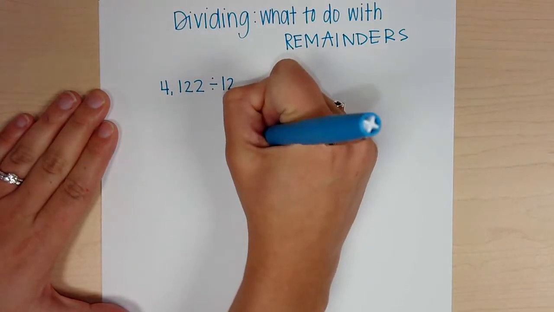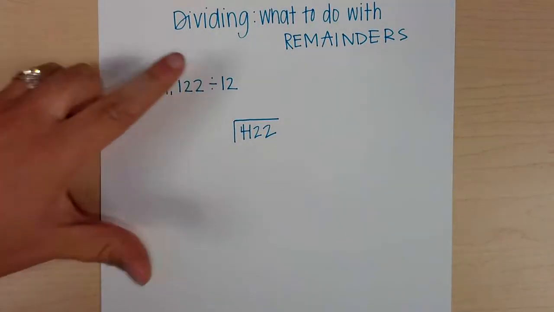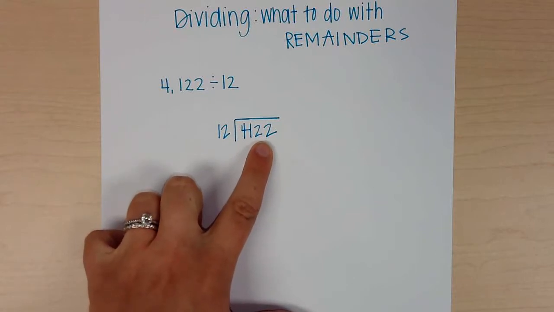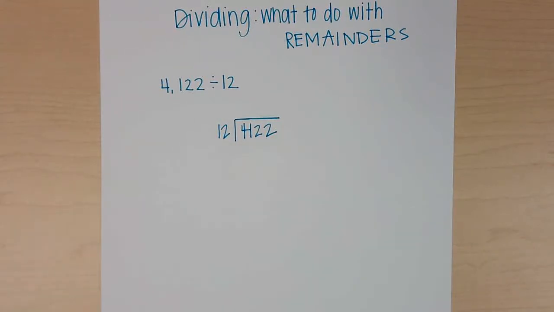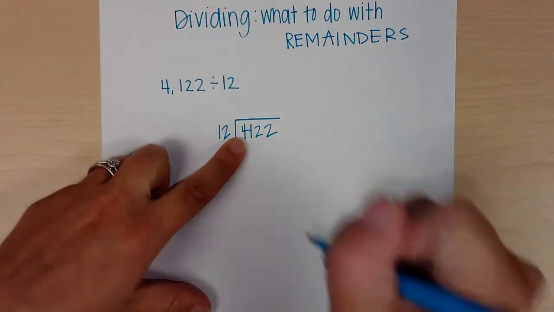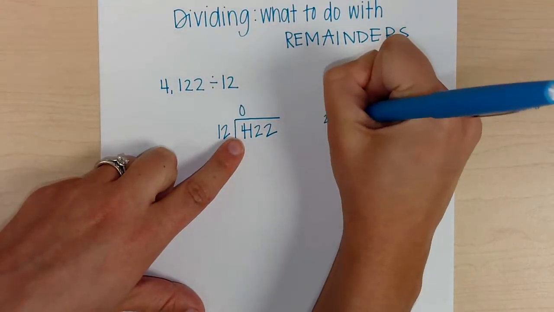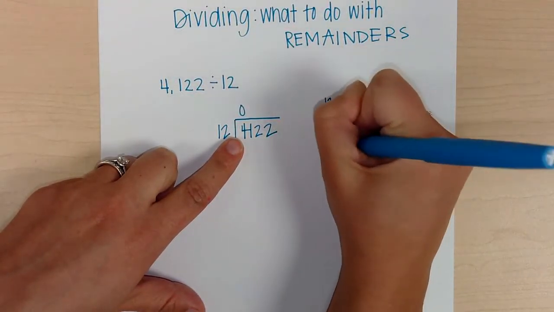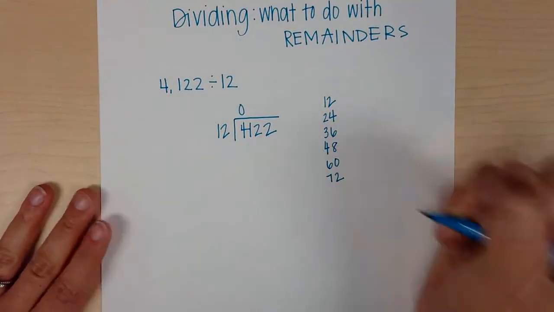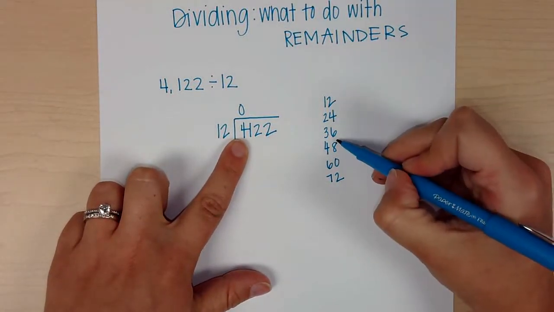So we put the 4,122 inside the house, and then we take our 12 and it goes outside. We're dividing this 4,122 into 12 groups. So we divide like regular. 12 goes into 4 0 times. Now, if I did want to go ahead and make my list of multiples for 12, I can do that off to the side here. Okay, so 12 goes into 41 3 times.